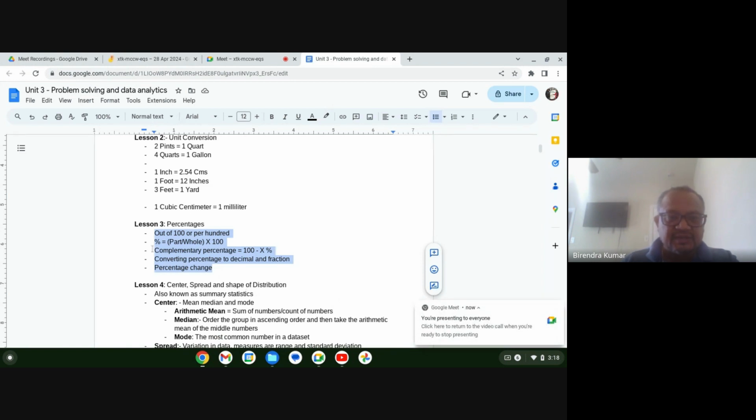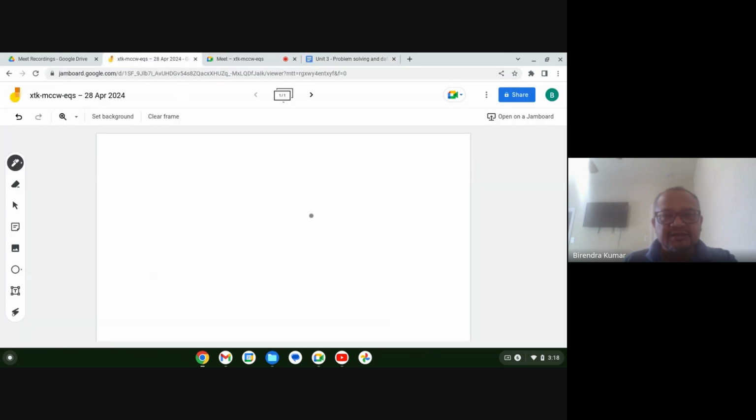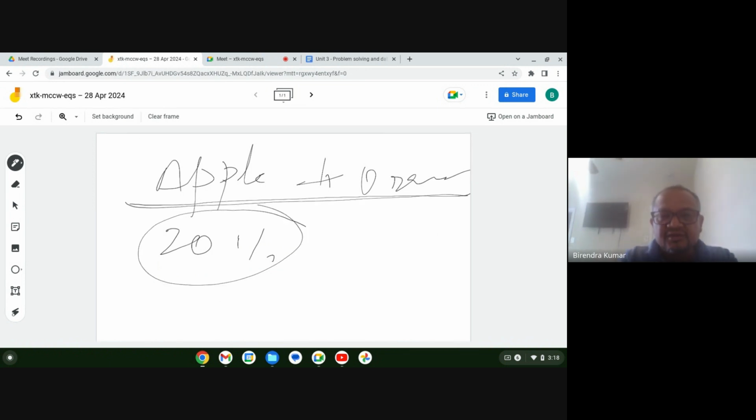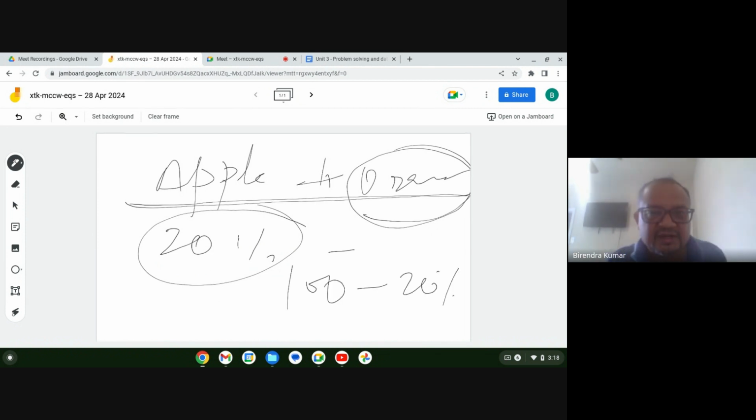So, complementary percentage. Another way of looking at it: let's say I have apples and oranges in the basket. Apple is 20%. I have only two fruits in the basket. Apple is 20%. What percentage is oranges? So the oranges percentage is complementing the apple percentage, right? So that's why it is 100 minus 20%. It's just another way of looking at it.